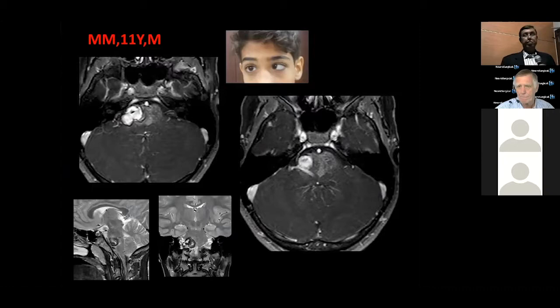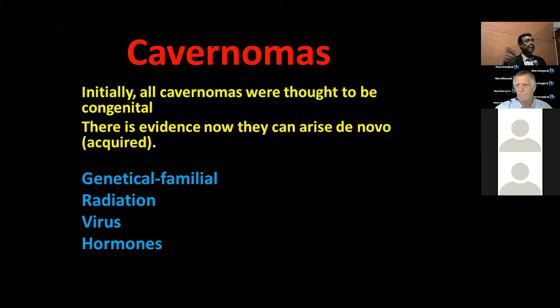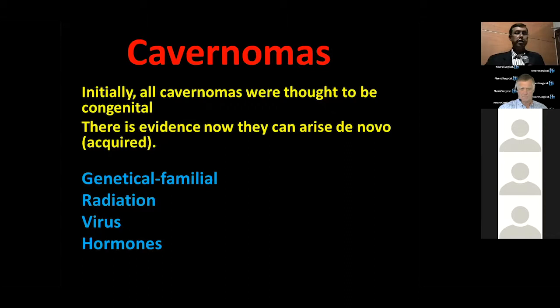Initially, all cavernomas were thought to be congenital. There is evidence now they can be acquired. And this is of great importance regarding the insurance companies. Insurance companies don't treat congenital anomalies. They keep asking me for reports that this lesion is congenital. I say, no, it could be congenital, it could be acquired. So beware of this, because usually insurance companies don't want to pay anything.